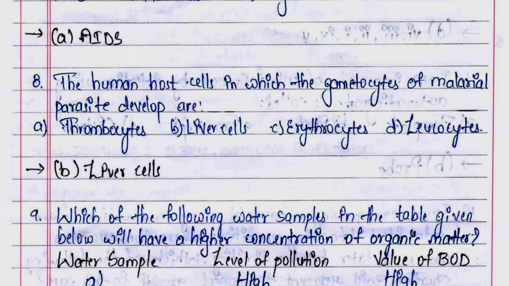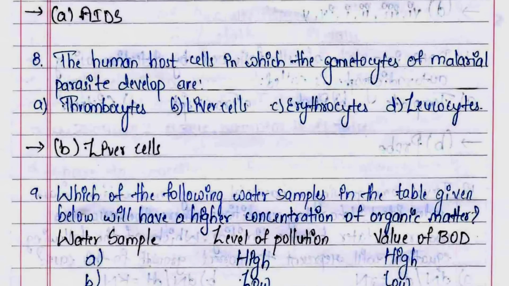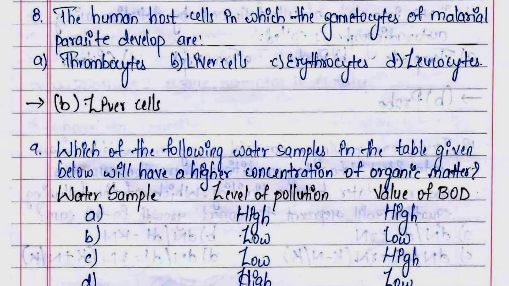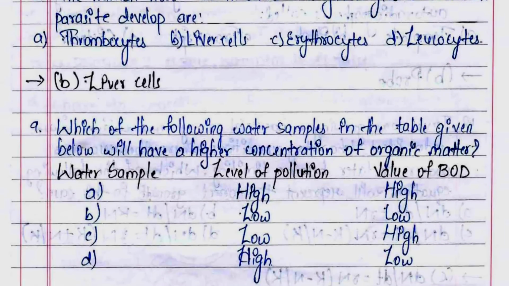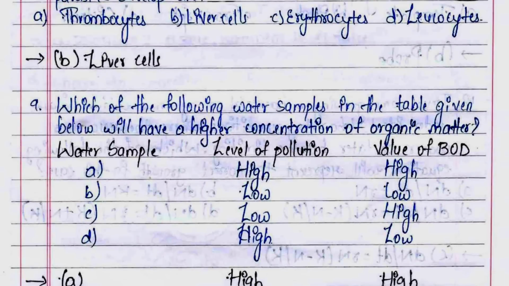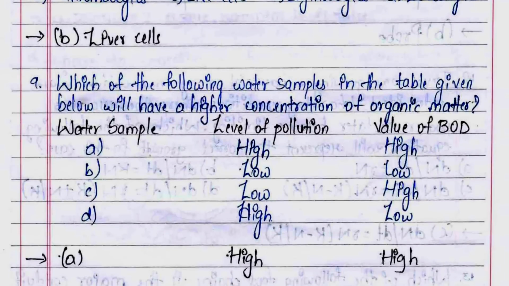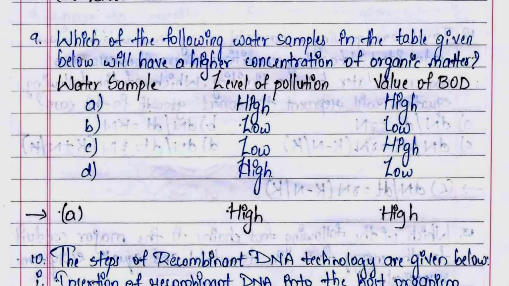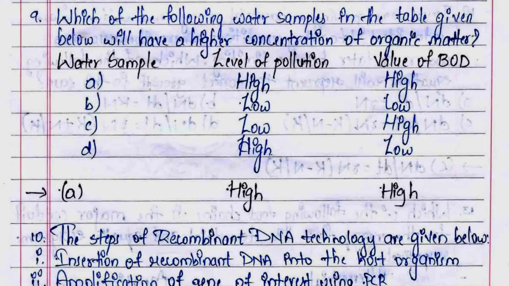Ninth, which of the following water samples in the table given below will have a higher concentration of organic matter? Water sample, level of pollution, value of BOD. A. High, high. B. Low, low. C. Low, high. D. High, low. The answer is A, high, high.